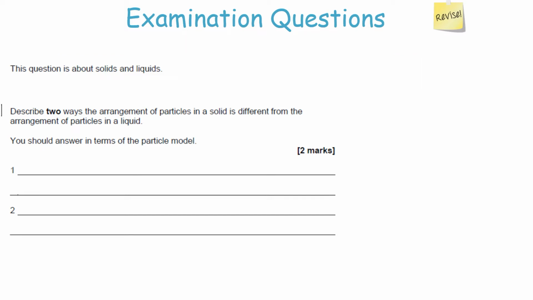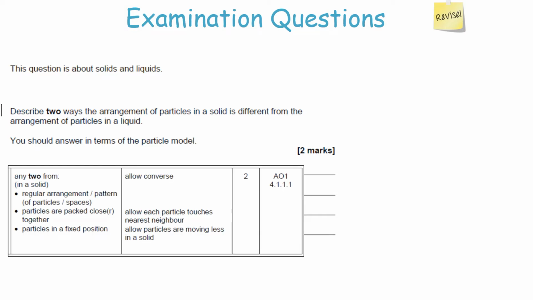Well, it's very important you can describe the differences between solids, liquids and gases using the particle model. So I will talk about firstly how the particles will move about or not move about, and secondly what arrangement they have. You would say that in a solid compared to a liquid, there's a regular arrangement or pattern of the particles, because in a liquid they're randomly arranged, but in a solid there's a regular arrangement. Secondly, we know that in a solid the density is higher, so the particles are packed in closer together. And then finally, in a solid, particles will stay in a fixed position, they will only vibrate, whilst in a liquid they're more free to move about.